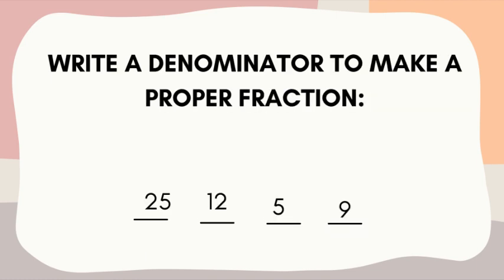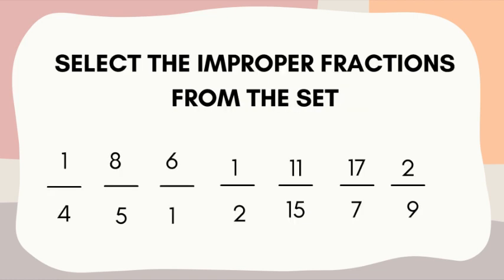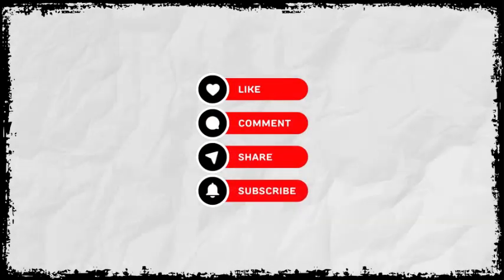Write a denominator to make a proper fraction. So we have 25 as the first numerator, 12, 5, and 9. So we need to make a denominator at the bottom. Then select the improper fractions from the set. So we have to identify the improper fractions from this example. Remember, guys, place the answers to these questions into the comment section so I can further assist with the answers and I can guide you on how to approach these examples.